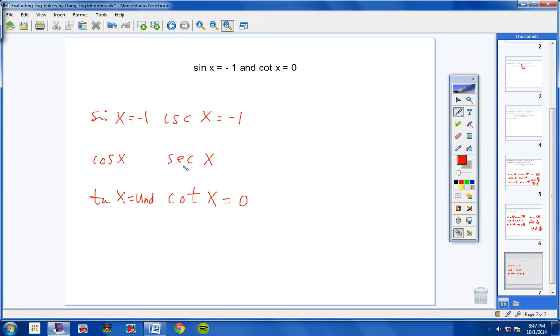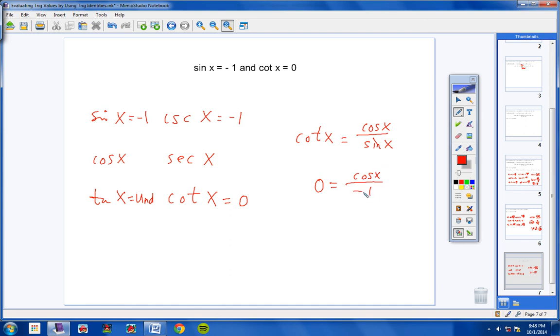Now, let's take a quick look here. What was I going to use? Oh, if I know that cotangent is 0 and I know that sine is -1, the first thing I think of, students, would be this: cotangent of x equals cosine of x over sine of x, like this. Okay? And now cotangent of x is 0. Cosine of x is what we're looking for, so we'll just put cosine x. And then sine of x is -1.